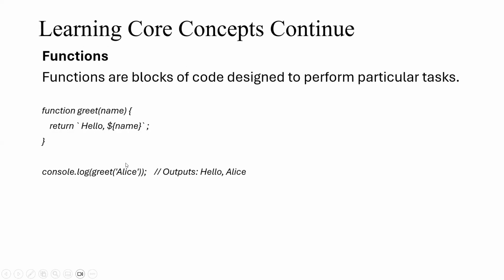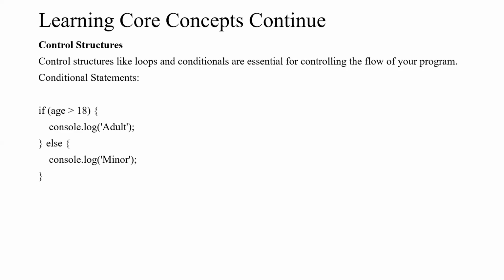So then we have control structure. The control structure is like a loop. When you have a repetition, or a number of times that you want a particular function to run, it's going to be looping. Loop. I don't know the English to use to represent that. But control structures like loops and conditionals are essential for controlling the flow of a program. So every program will have that.